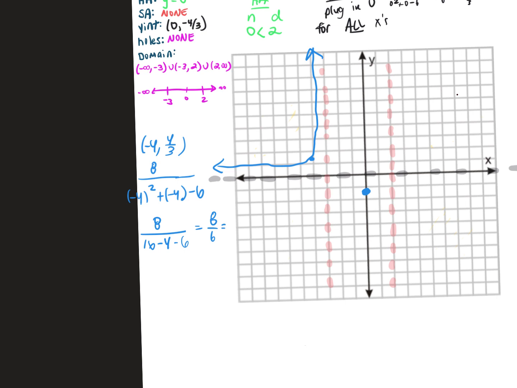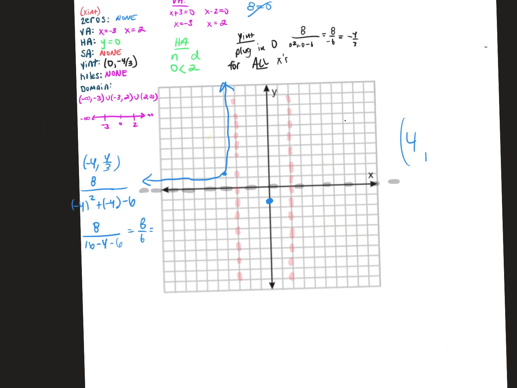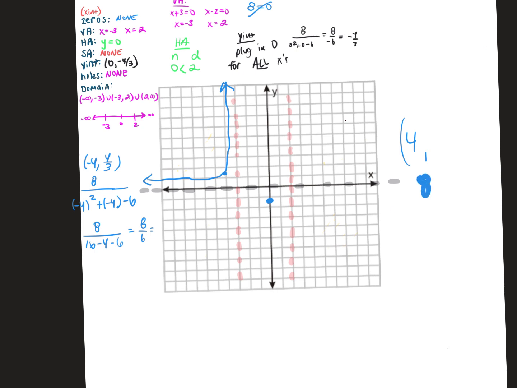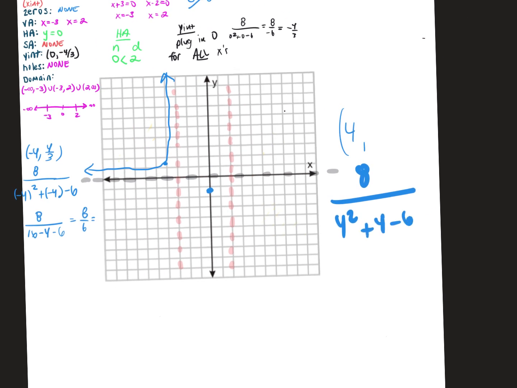So let's go to the right. Let's go to the far right. Let's pick a number bigger than 2. What number do you want to use? 4. Okay, we'll use +4. That's fine. If you use 3, that's fine. If you use 10, that's fine. So if I plug in +4, I have 8 over 4 squared plus 4 minus 6. So 8 over, what's 16 plus 4? 20 minus 6 is 14.